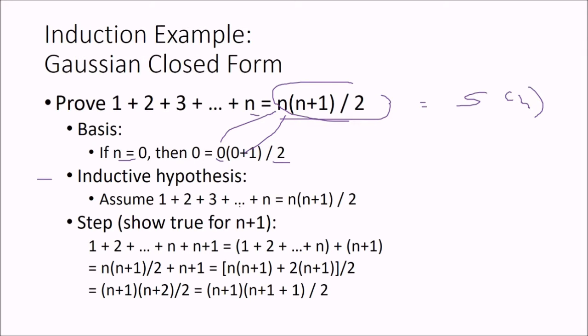Now we have to show that if we add n plus 1, because we assume that Sn is true, and now we want it to be true for Sn plus 1. For that, what have we done? We have added n plus 1 here.